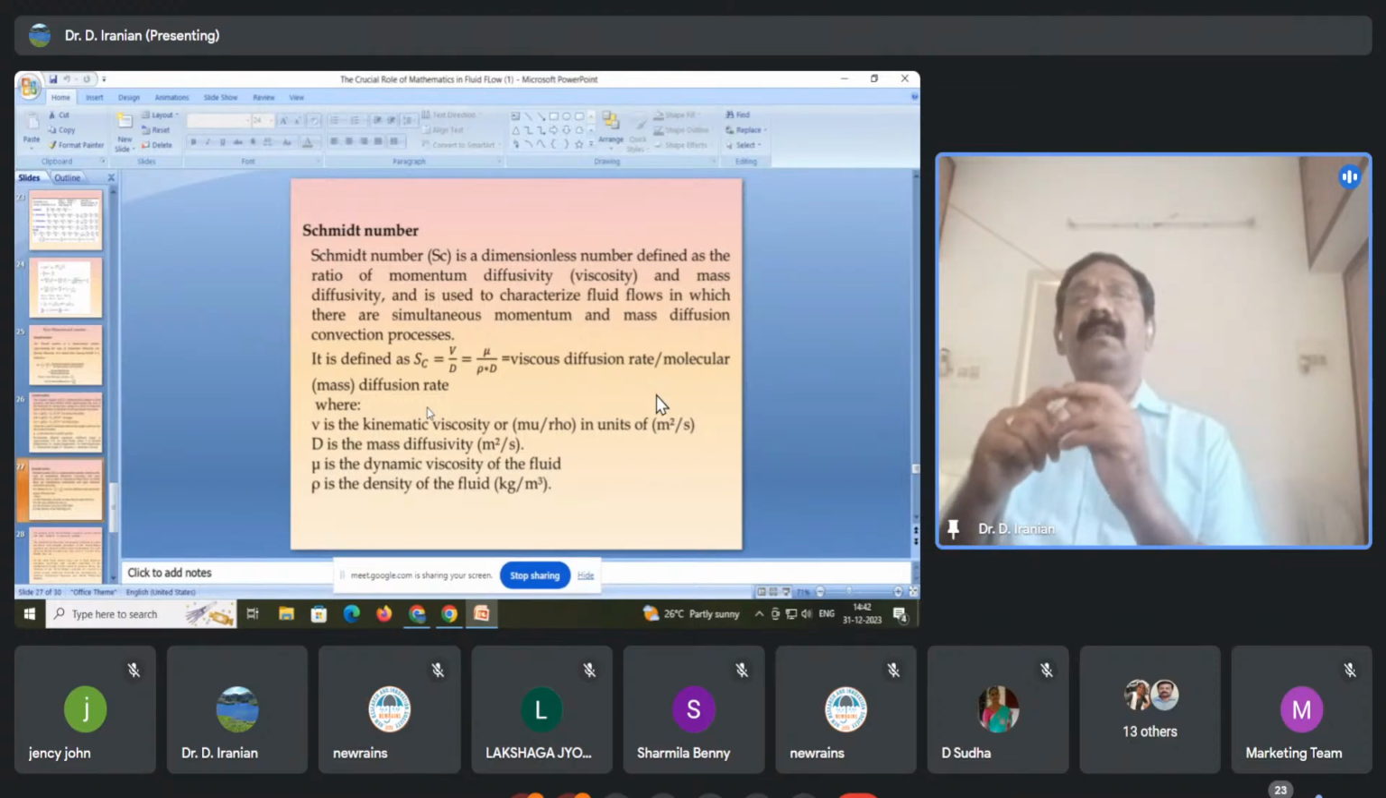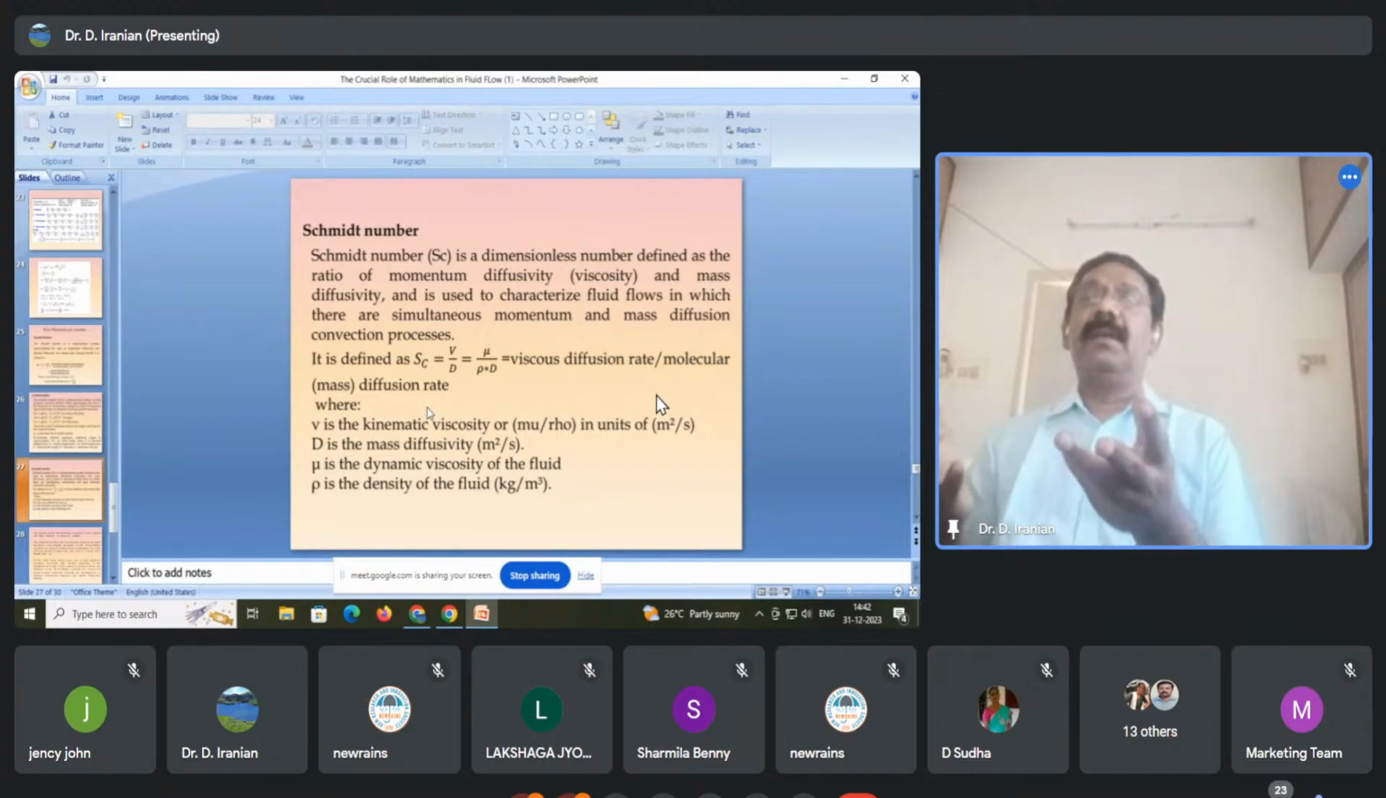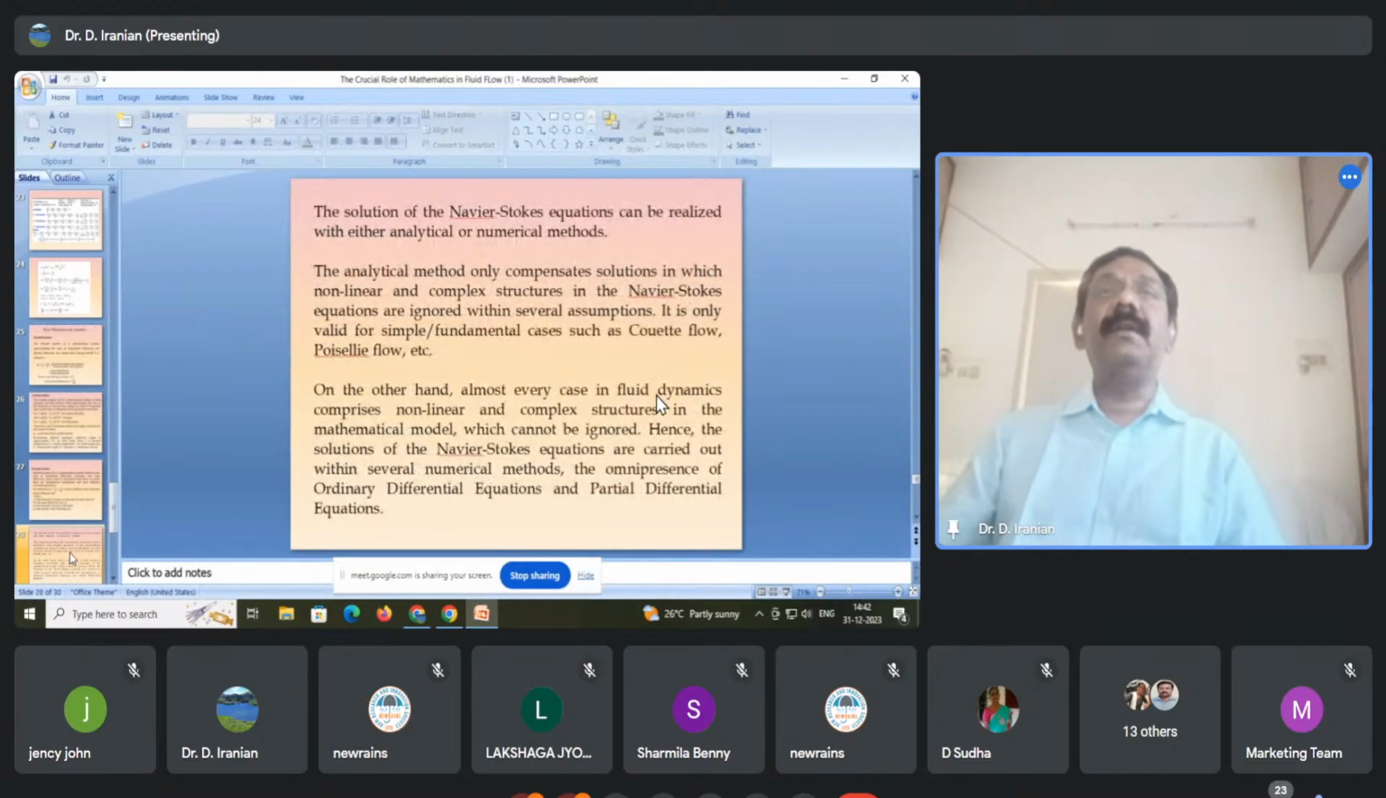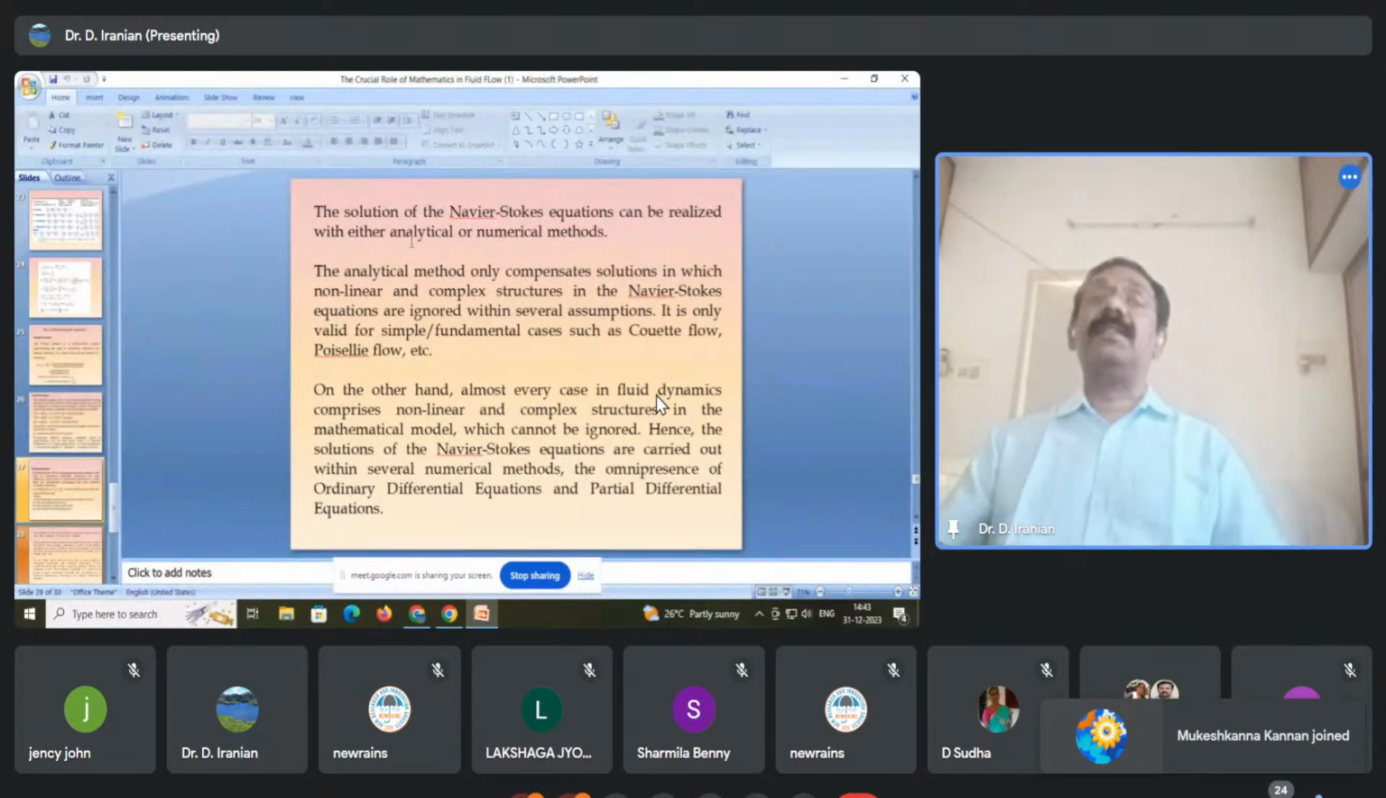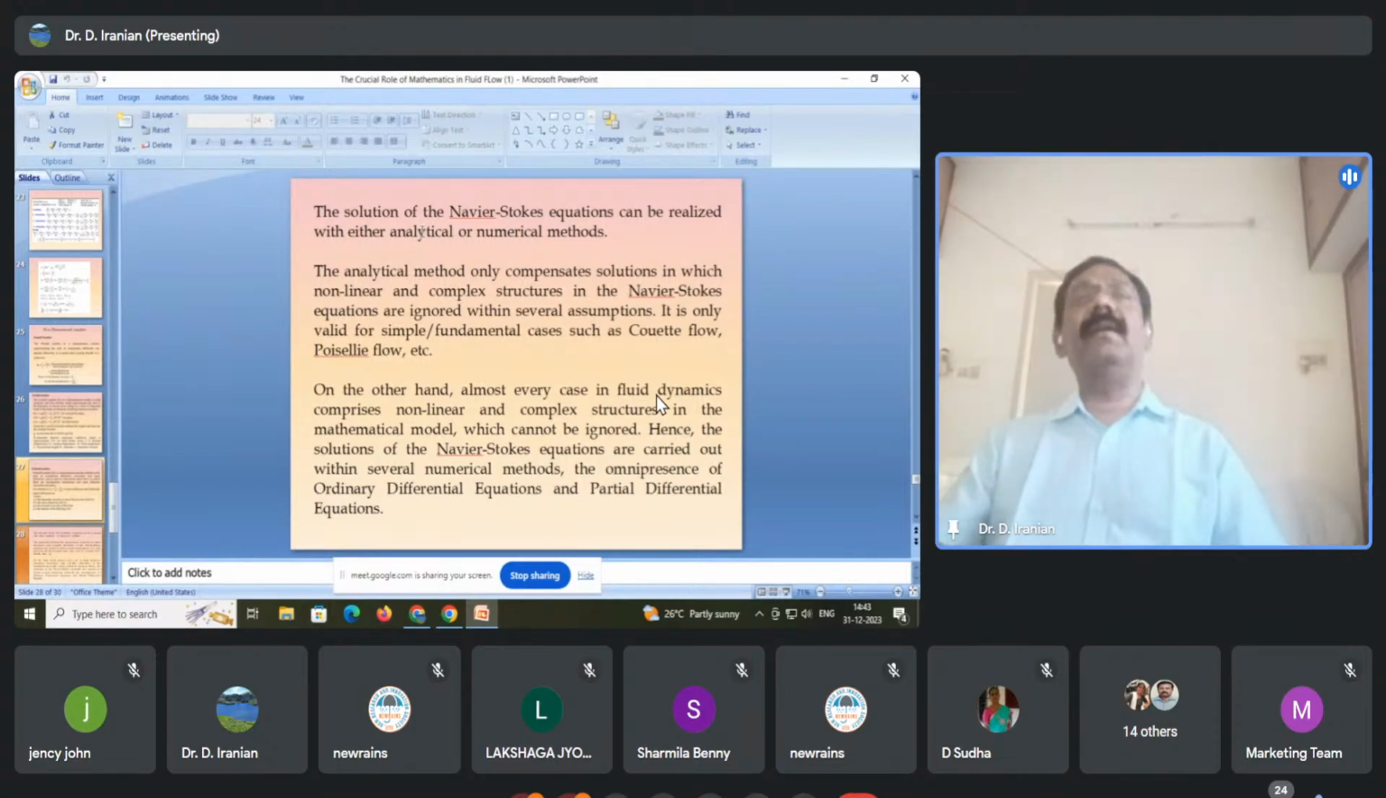How can we solve? For that we have so many methods nowadays. A very old method is called the finite difference method. That also I can mention here. The solution of the Navier-Stokes equations can be realized with either analytical or numerical methods. So in two kinds of methods we can solve this. One is analytical, another is numerical. The analytical method we cannot use for all problems; for some such problems we can use that.